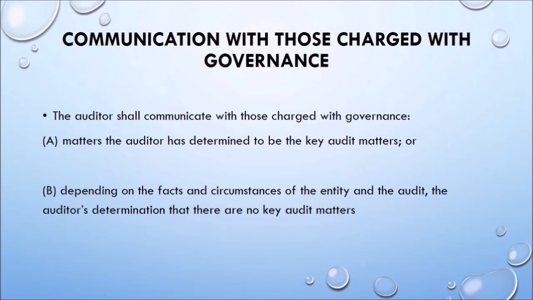Communication with those charged with governance. The auditor shall communicate with those charged with governance. A. Those matters the auditor has determined to be the key audit matters, or B. If applicable, depending on the facts and circumstances of the entity and the audit, the auditor's determination that there are no key audit matters to communicate in the auditor's report.